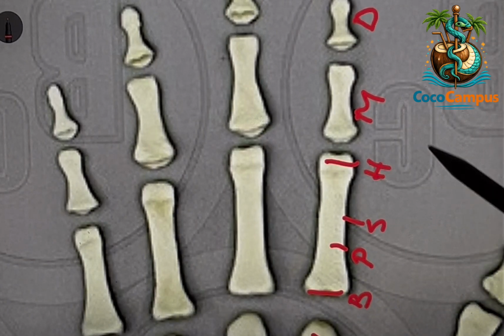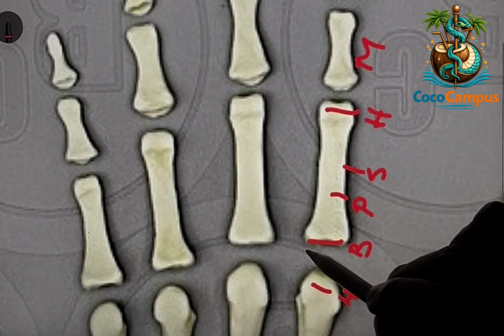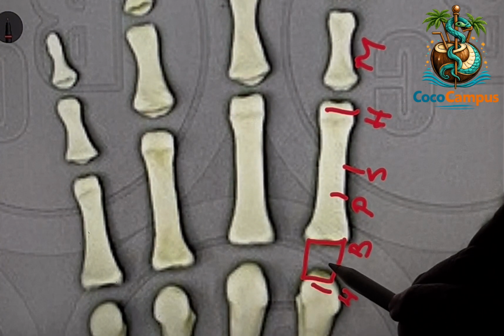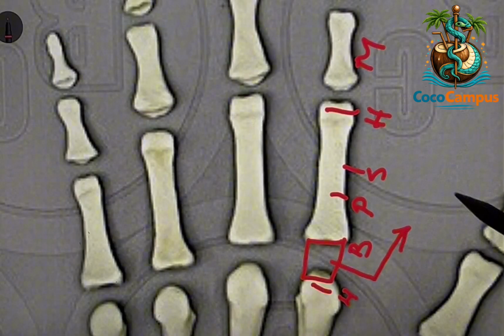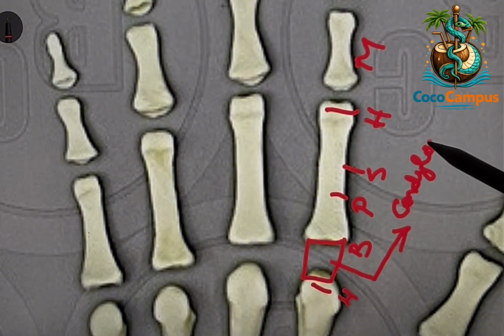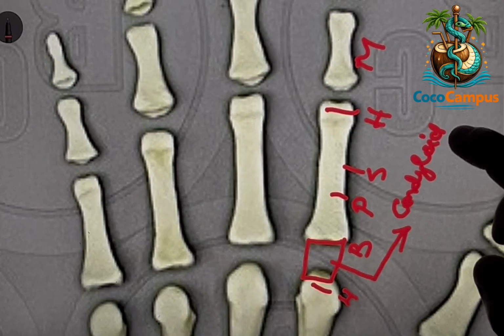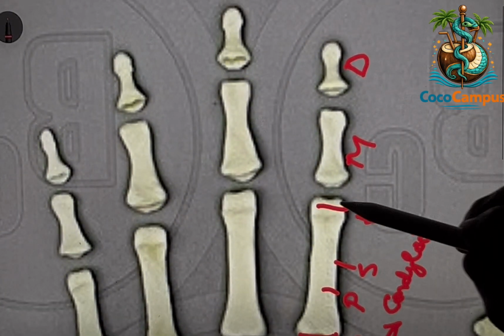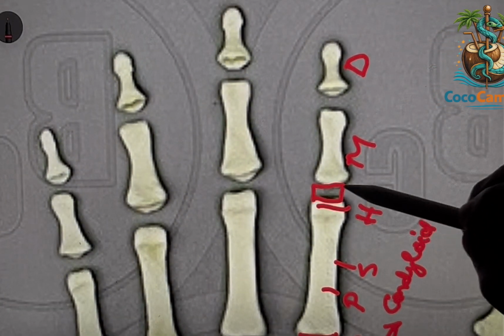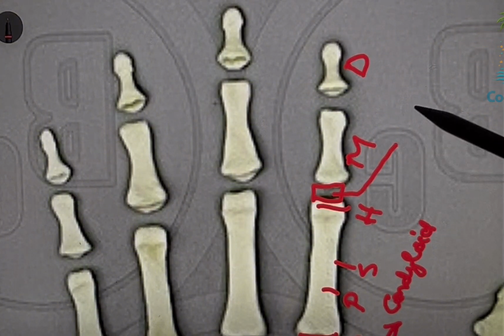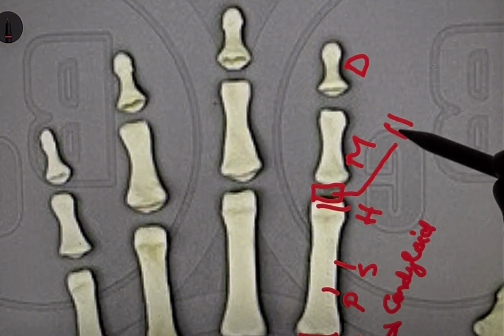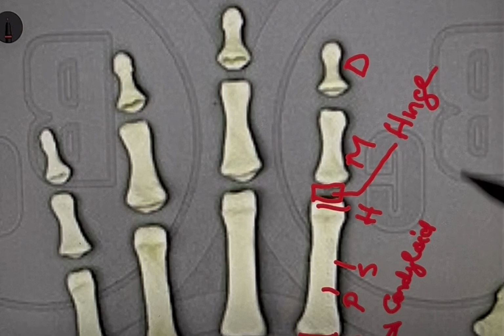Let's look at the joints. Metacarpophalangeal joints are between the metacarpal head and the base of the phalange. The type of joint is a condyloid joint, also known as ellipsoid joint. Then we have the interphalangeal joints. They are between the phalanges, between the head of one phalange and the base of another. The type of joint present here is a hinge joint. It helps with flexion and extension.